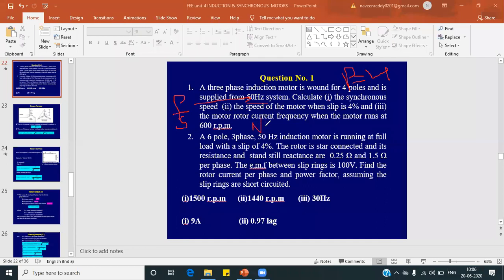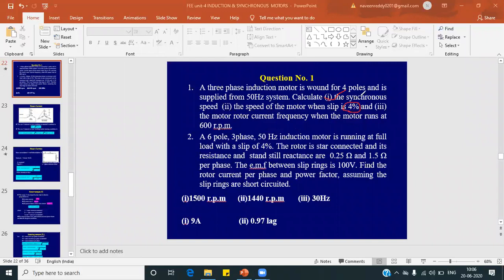You have the formula Ns = 120f/p. 120 into f, which is 50, divided by p, the number of poles, 4. So which gives you 1500 rpm. That's it. Okay, so this is the synchronous speed. Now, the speed of the motor when slip is 4%.